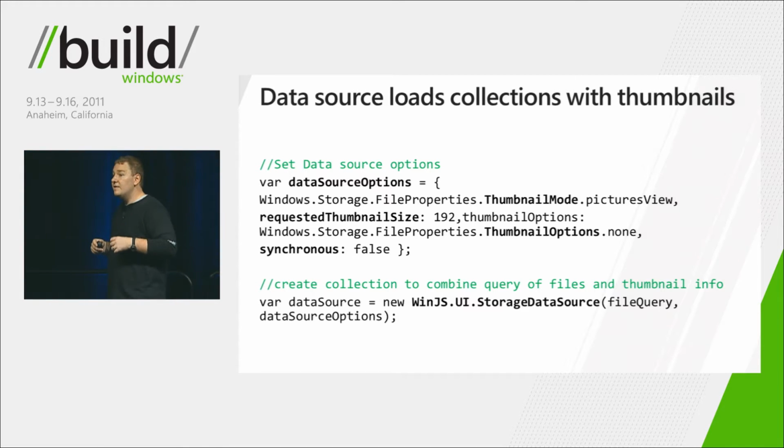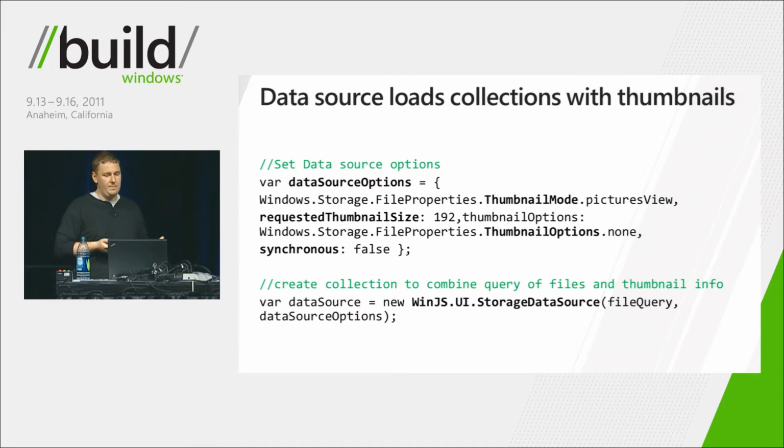The next is the thumbnail size, where you see right here I've set to 192. And one of the things we've found for pictures and gallery experiences, and I'll show this in my app, is that 192 by 132 is what we think is a great size to make something touchable and approachable for pictures. Then the next piece is thumbnail options.